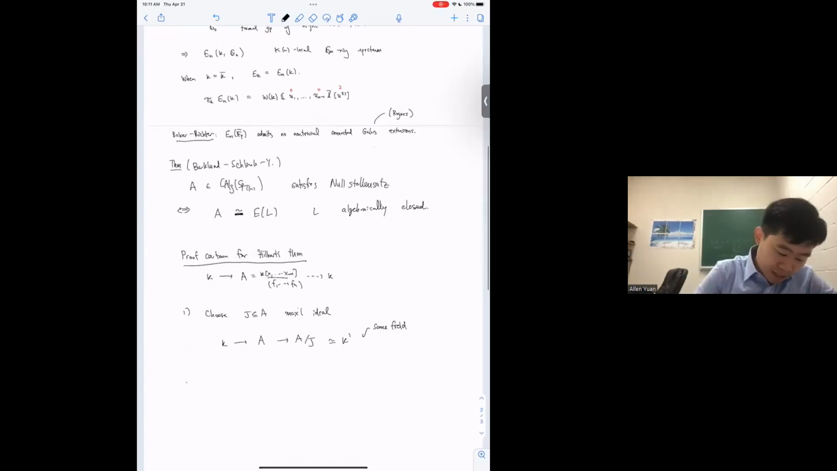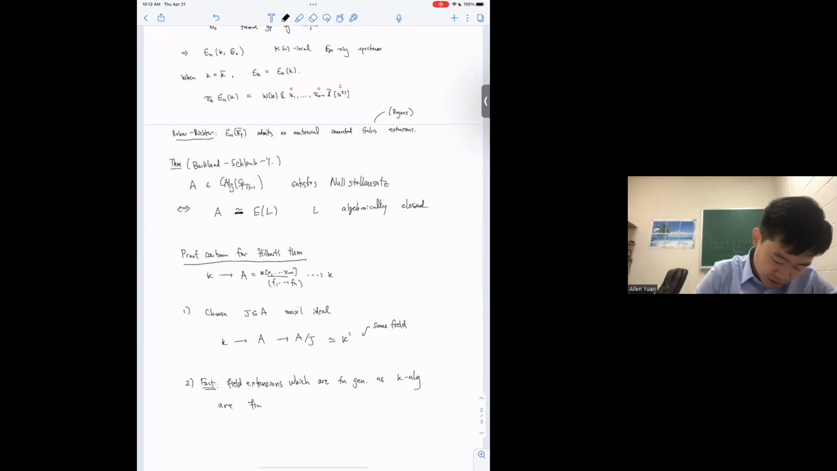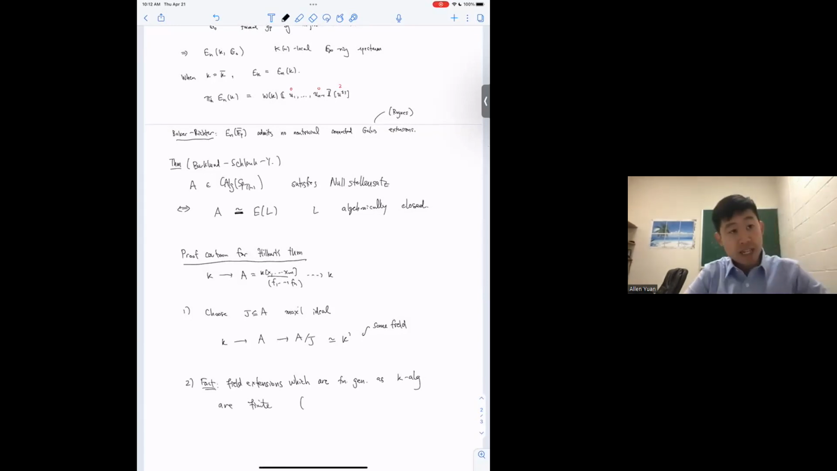And then what you do after that is you analyze finitely generated field extensions. And it turns out that this turns out to be most of the work. One is sort of totally trivial. But it turns out that field extensions which are finitely generated as algebras are always finite. So you prove this fact in commutative algebra. And that tells you, because K is algebraically closed, that K prime equals K.